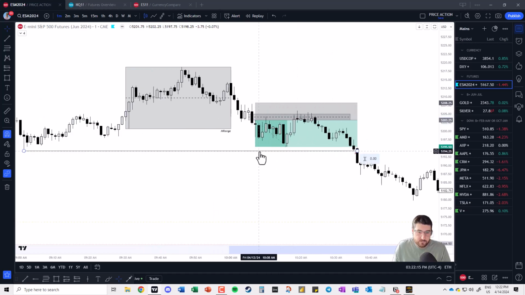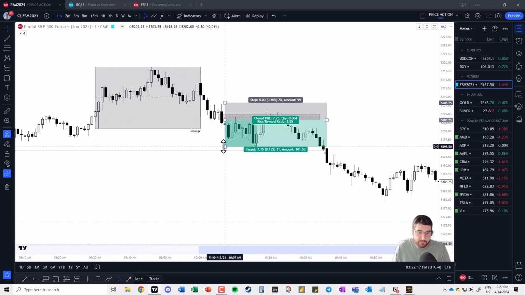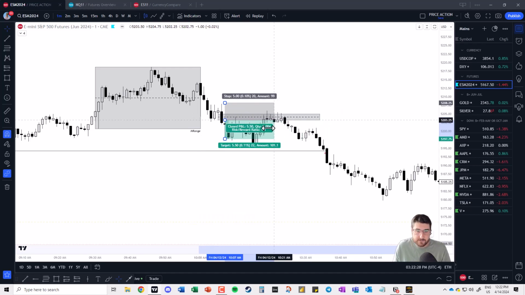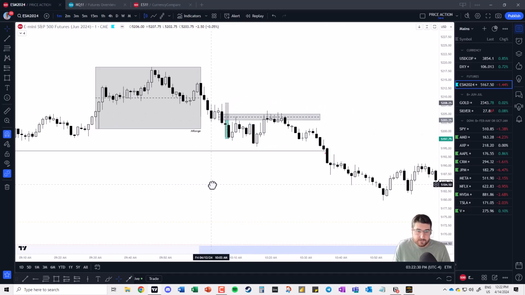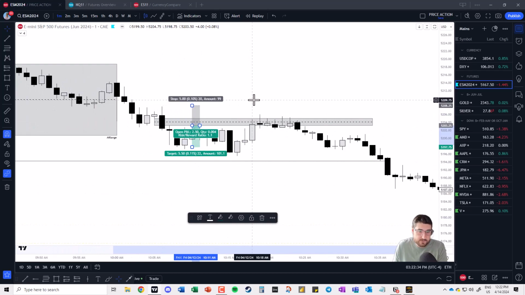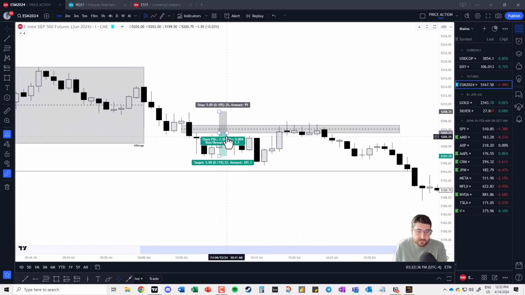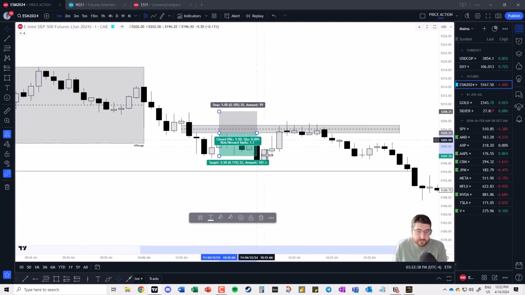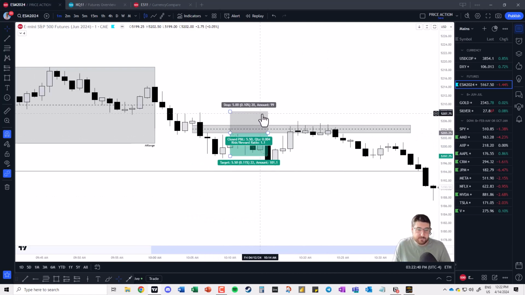So my target was this low, which it did go there, but I was finishing my 100K account, so I just needed a certain amount of money, so I closed the trade right here. So I got in right there, and I closed the trade there. So that was my trade. That's all I needed to pull out of the market, right?